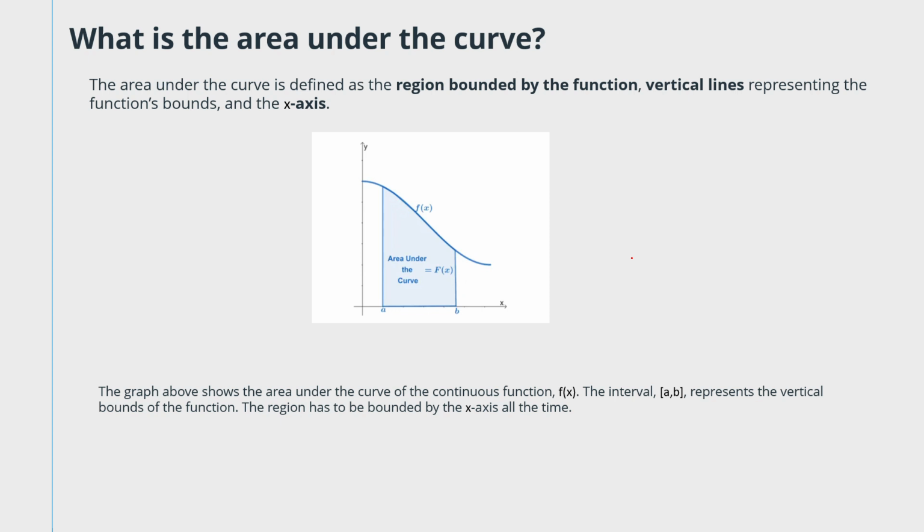The area under the curve is defined as the region bounded by the function, vertical lines representing the function bounds, and the x-axis. So the graph above shows the area under the curve of a continuous function over the interval a to b. So a and b represent the vertical bounds of the function. The region has to be bounded by the x-axis all the time. Okay, so this is the area under the curve.